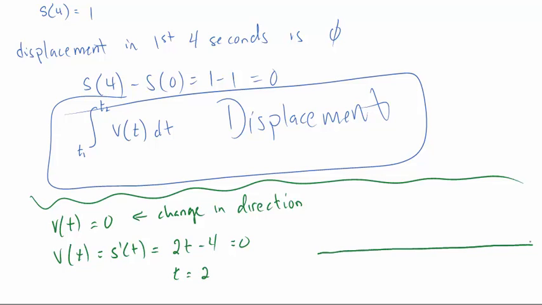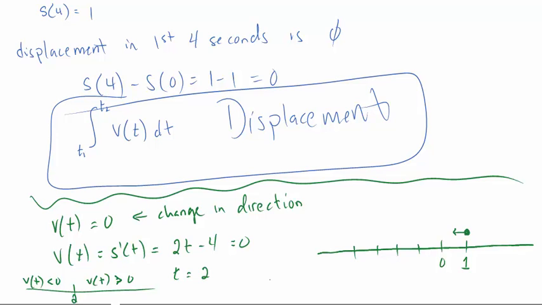So if I draw a motion diagram for this, there's 0, 1. Our particle starts out right there at 1. And then at 2 seconds, it changes its direction. And if we did a sign diagram, if we substitute 0 in for our velocity, we get that the velocity is negative on the left of 2, and it's positive to the right of 2, which means we're traveling this direction to start. And then at 2 seconds, we turn around and we start going back this way.